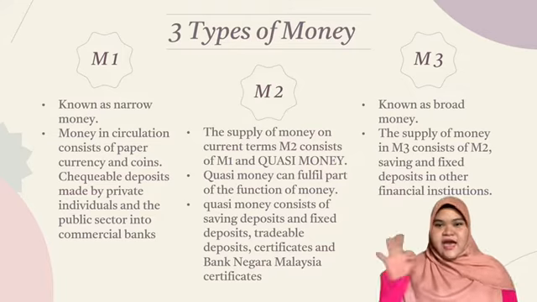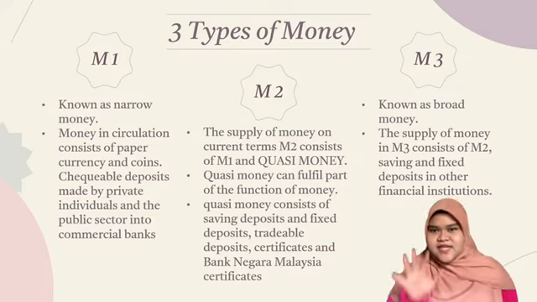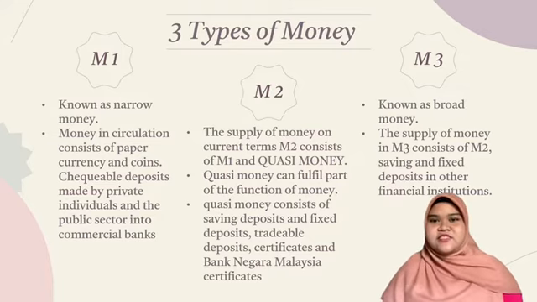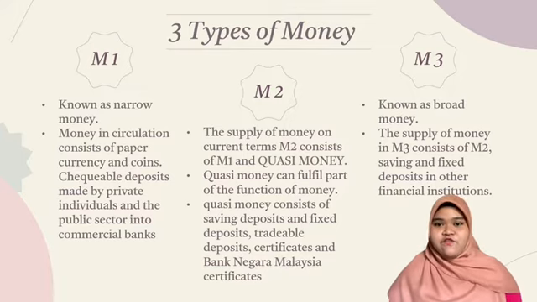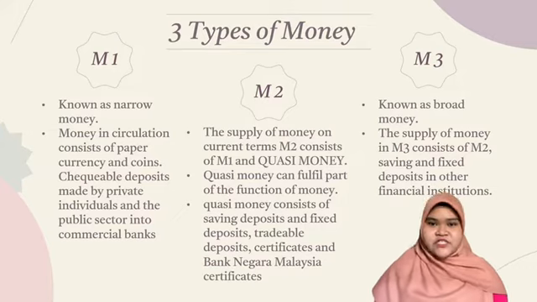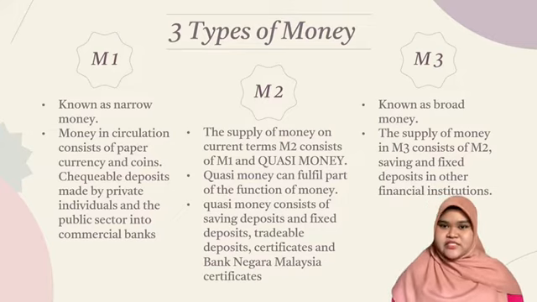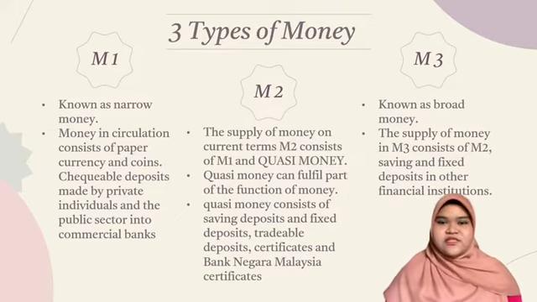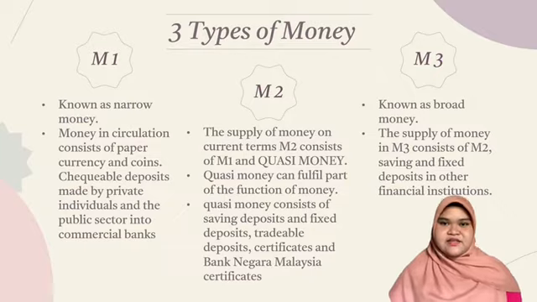The last is M3. M3 ialah bekalan wang yang sangat luas, known as broad money. The supply of money in M3 consists of M2, saving, and fixed deposit in other financial institutions. For example, in Malaysia, other financial or banking institutions include merchant banks, Bank Islam Malaysia Berhad, and finance companies and discount houses.